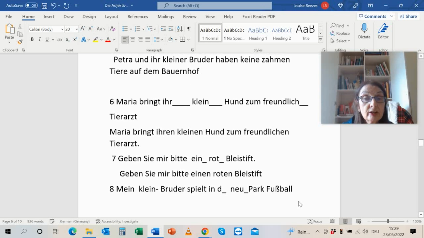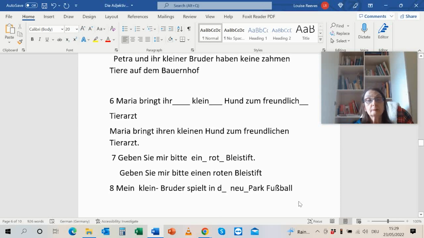What have I got here? My number 8. Right, mine. Okay, this is spielt. So mine something spielt. So who's the subject of spielen? It's my brother. And where does he play? In the new park. So because of in, the dative case. So you know what's going to happen there. And if you don't know, check.